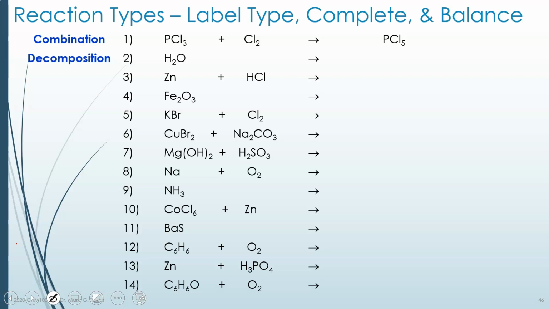And if it only has 2 different elements in it, hydrogen and oxygen, it's probably going to split into its 2 elemental forms, hydrogen gas and oxygen gas, H2 and O2. And now we balance it, and there we go.